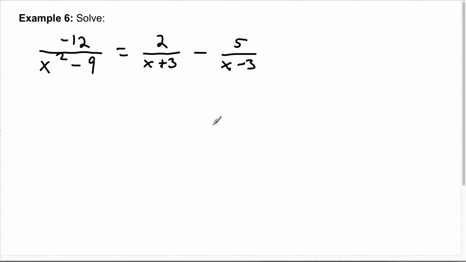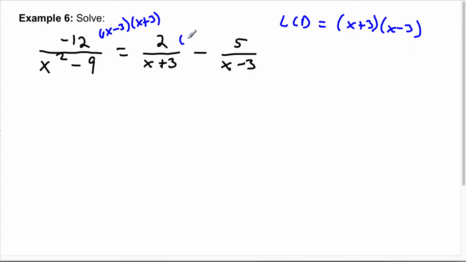Okay, so this example six, it says solve. So you should by now know what this factors into. So you should be able to quickly tell me the LCD. It's going to be x plus 3, x minus 3, because this is difference of squares. So then we're going to multiply this times x minus 3, x plus 3. This times x minus 3, x plus 3, and this times x minus 3, x plus 3.